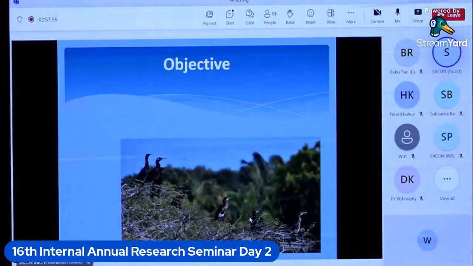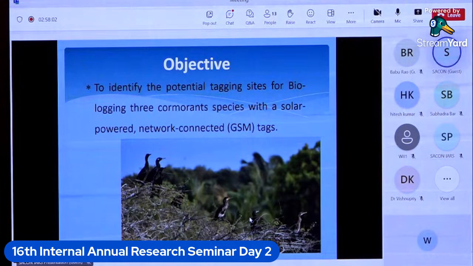Finally, in the presentation, I would like to share with you only one objective, which is to identify the potential tracking sites for biologging 3 common species with solar powered, network connected GSM tags. That's the whole idea. We have to identify the potential areas in Tamil Nadu, and that was the main objective that I would like to present. Here in this photograph, you can see all the 3 cormorants. On the top left is the Indian shag. On the top right, down below, is the great cormorant, and between them is the Indian cormorant. It is kind of difficult for the layman, but once you get trained, bird identification itself is quite interesting.